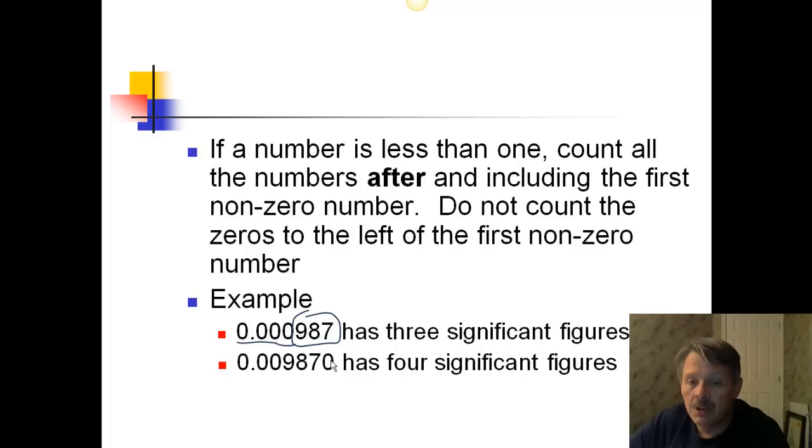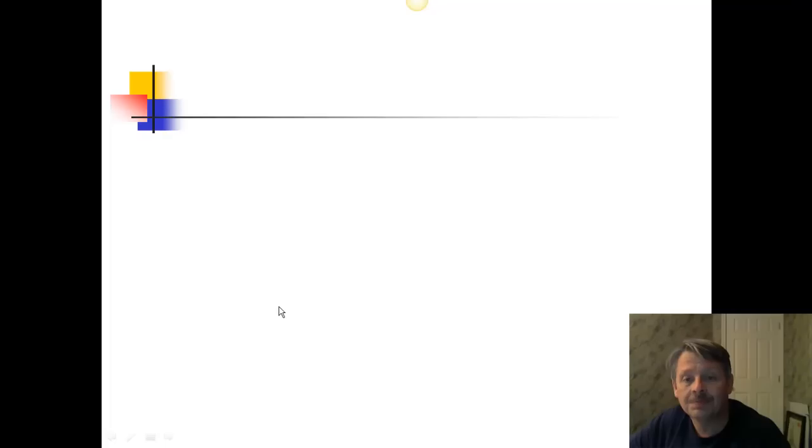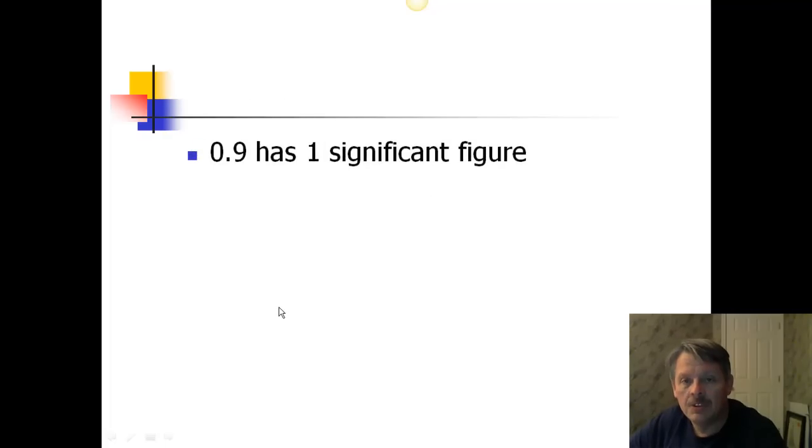So you'll notice here I have an extra 0 on the right. So here my 987 plus the 0. The 0 is now a significant figure. What does that 0 imply? Well, it implies when we were measuring, we actually measured out to that particular spot. And that's why it's significant when we're talking about measurements. 0.9 has 1 significant figure.